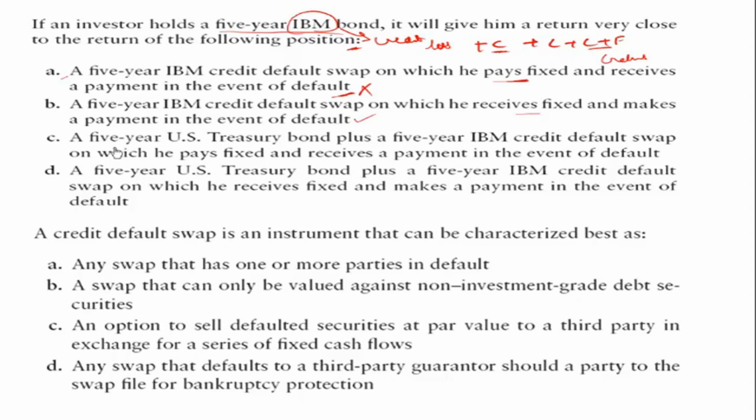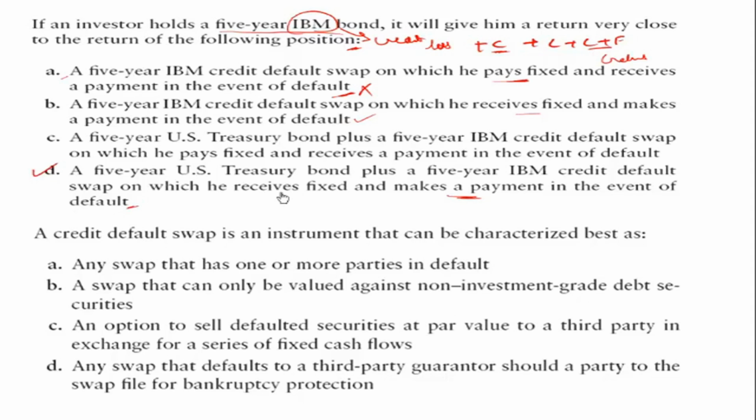So you buy a position in an otherwise risk-free bond. So hold a 5-year US Treasury bond plus a 5-year credit default swap on which he pays fixed and receives a payment. Again, he has to take the credit risk because the IBM bond has the credit risk and we want to replicate this position. So in which he makes a payment in the event of a default would be the correct answer.